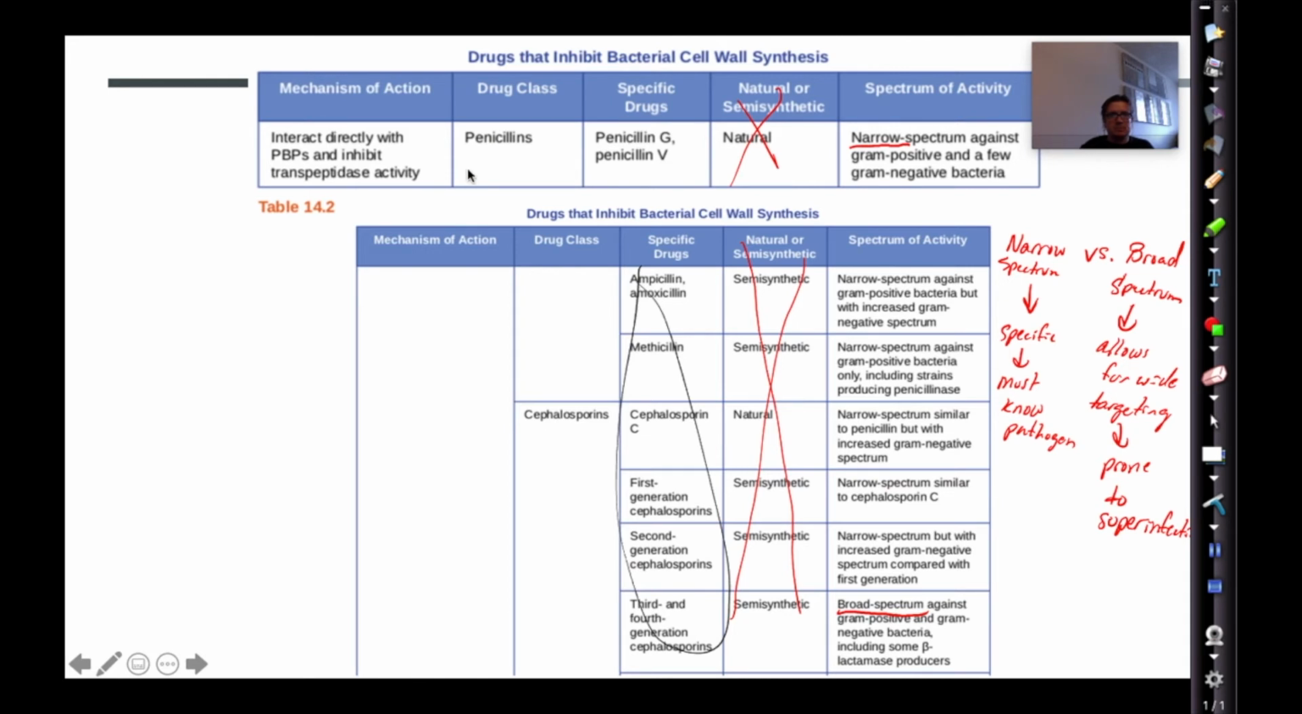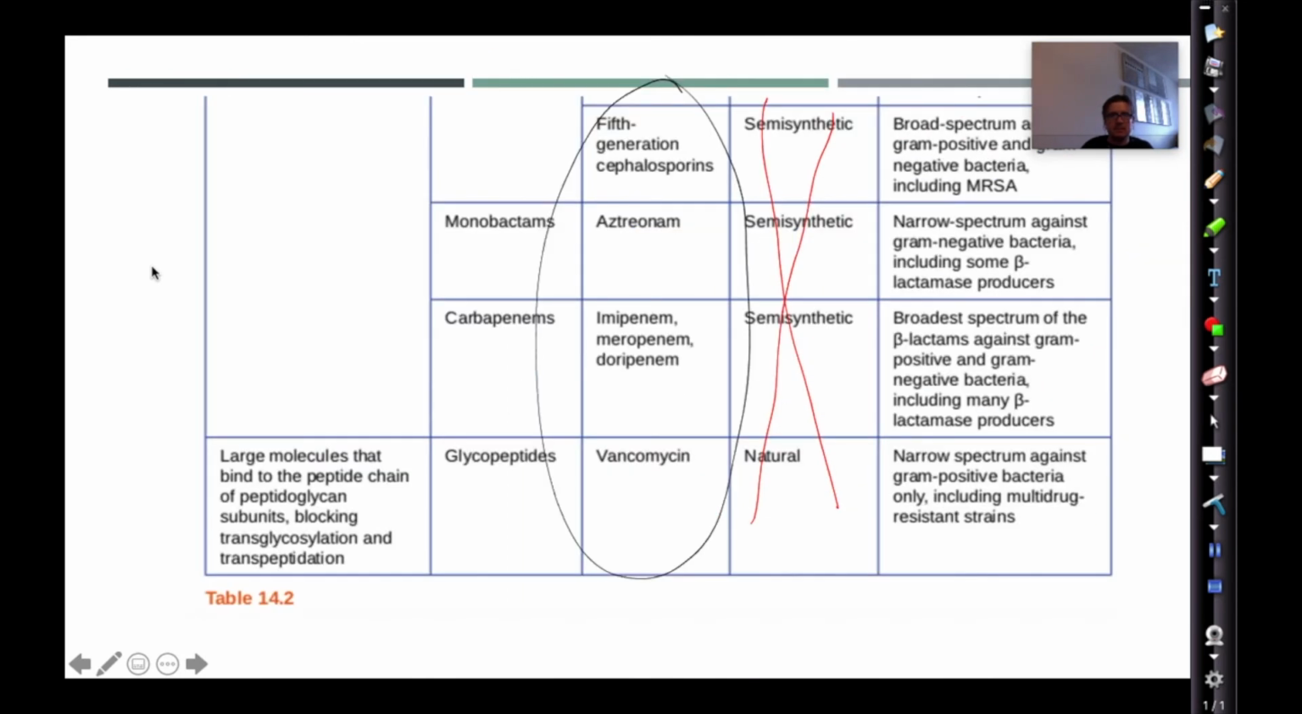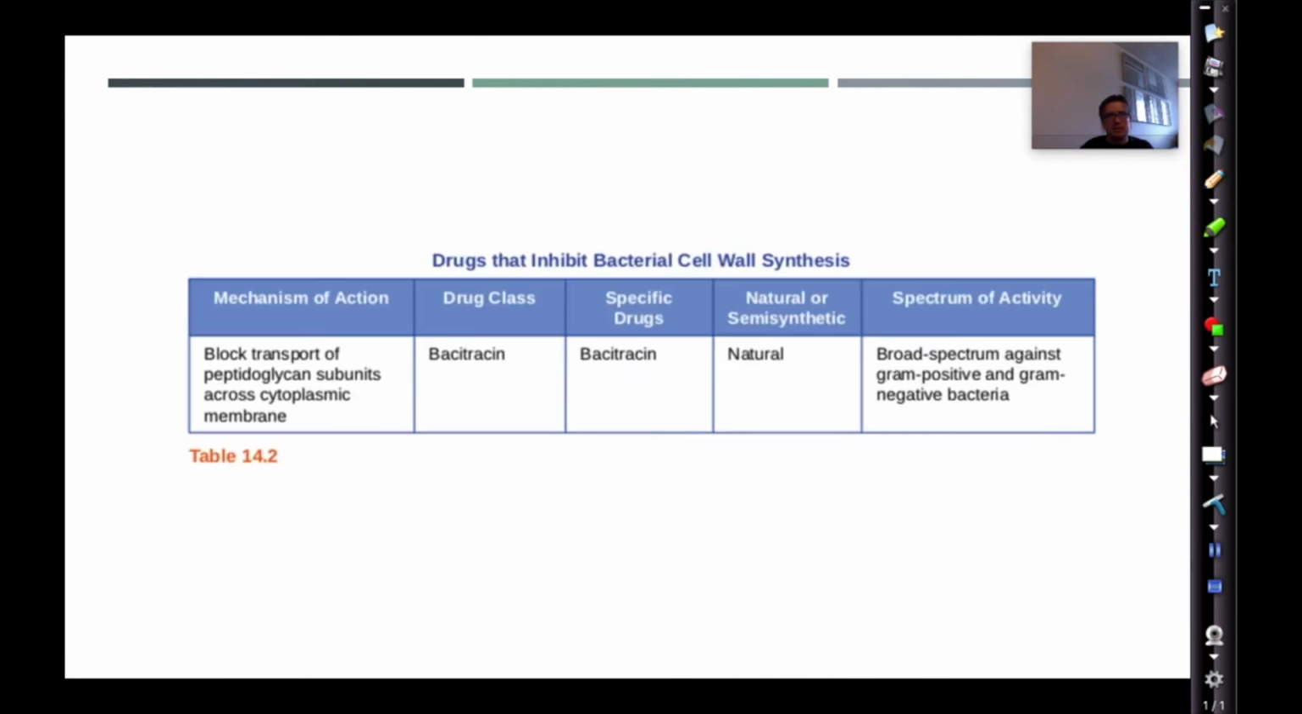So this is bacterial cell wall synthesis inhibition. You must know the specific drug. You must know the spectrum of activity as well. This is a continuation of that. Again, continuation of this.